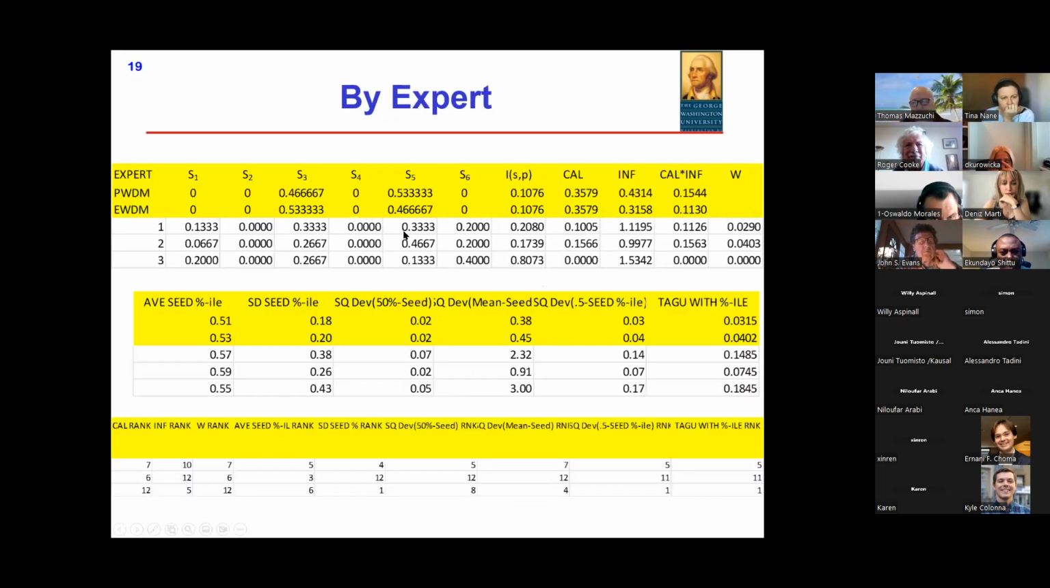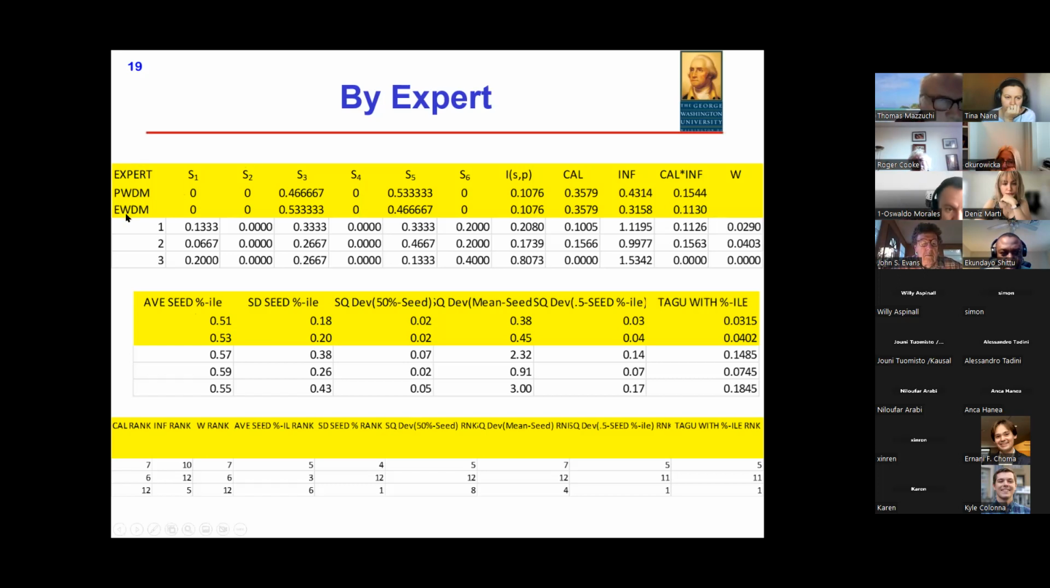The next thing is by expert. When you go by expert, you get all the experts' information: the calibration information, the weight, all the parameters of interest, all the metrics of interest, like the percent error and the standard deviations from the mean and so forth. I calculate them all, and I calculate their ranks so I can do the rank correlation if I need to.